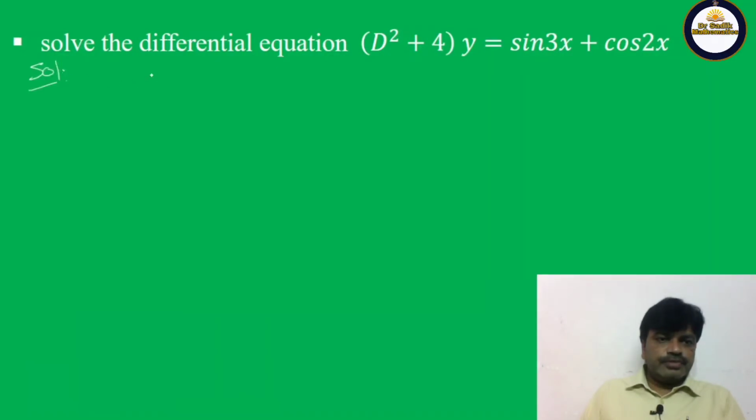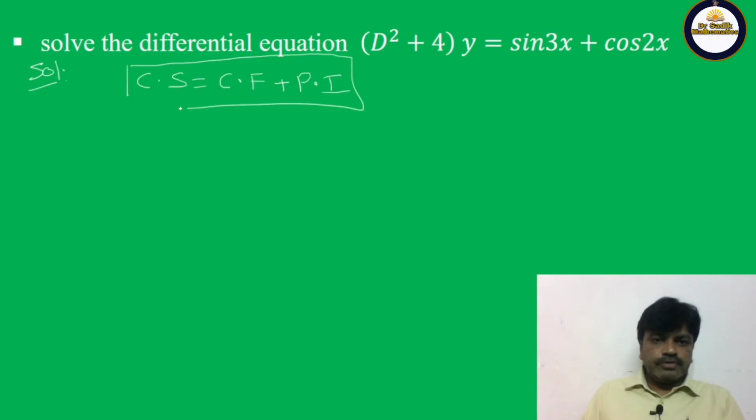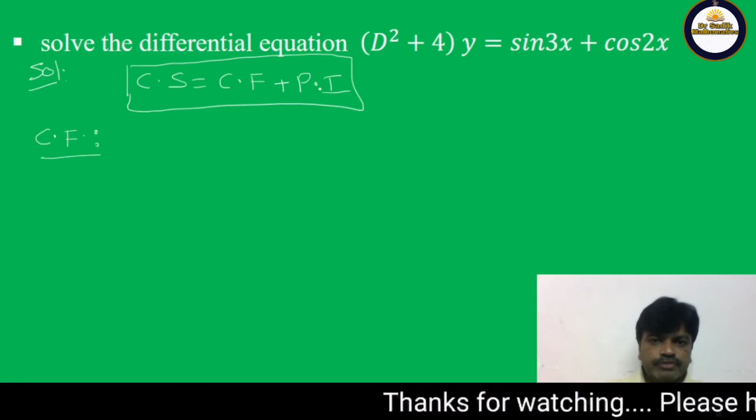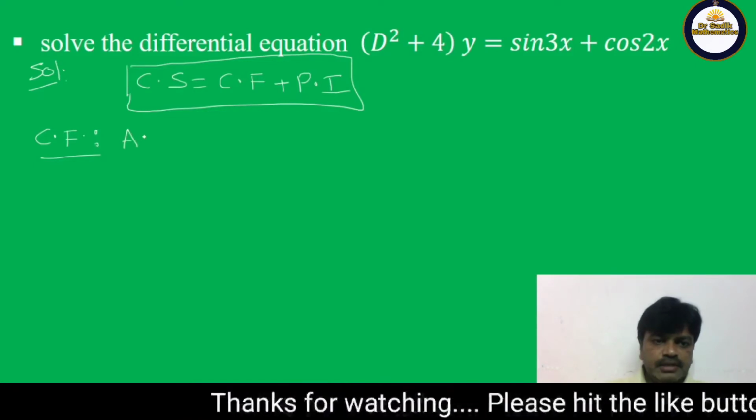Solution. What is the complete solution, friends? That is equal to complementary function plus particular integral. You highlight the formula, friends, always. So first one is complementary function. It is already in symbolic form, friends, so you write here the auxiliary equation.